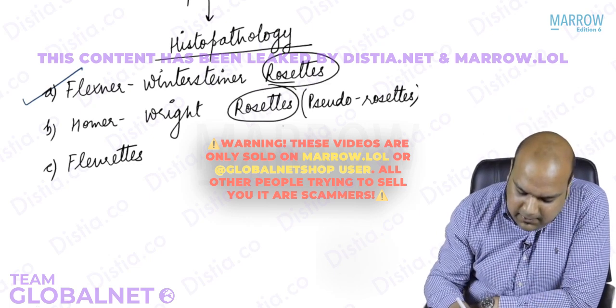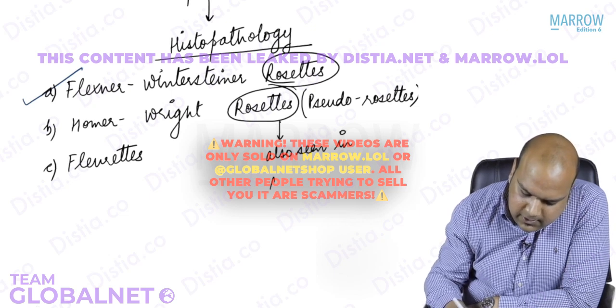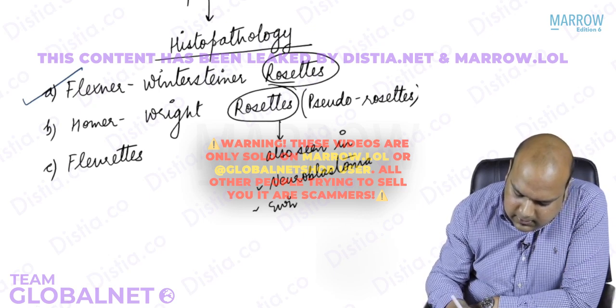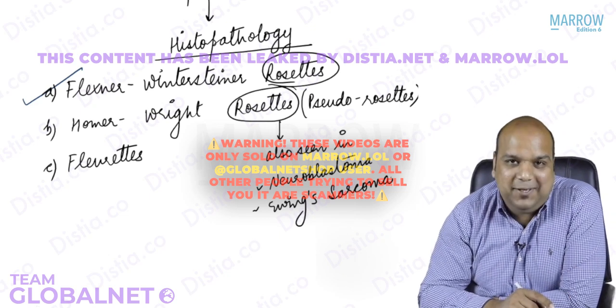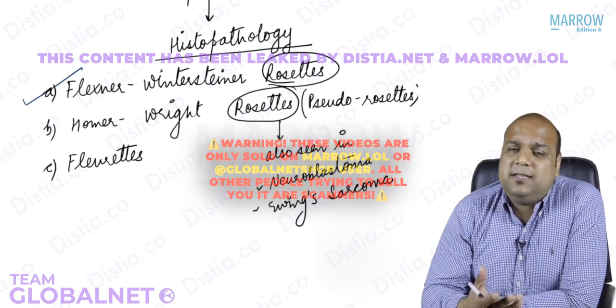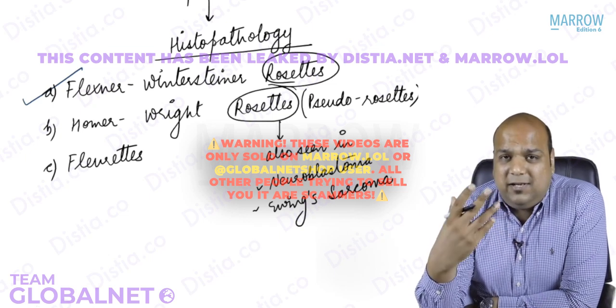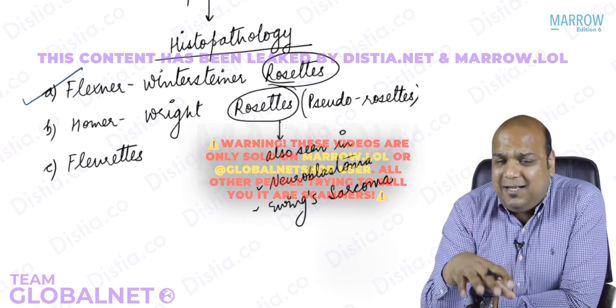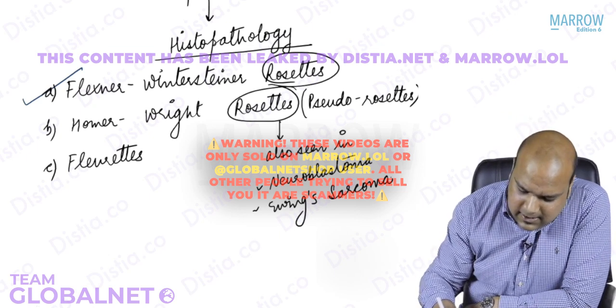Yes, please remember, Homer Wright rosettes are also seen in neuroblastoma and Ewing's sarcoma. That's why I'm saying the pathognomonic ones are Flexner-Wintersteiner, not any others. Now, you should be able to identify these in a photograph, everybody. Obviously, with clinical scenarios becoming important, you may be given a history. Then it may be said that on biopsy, the following image is seen.